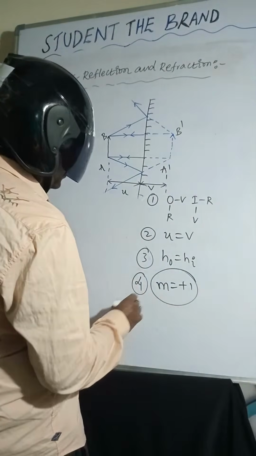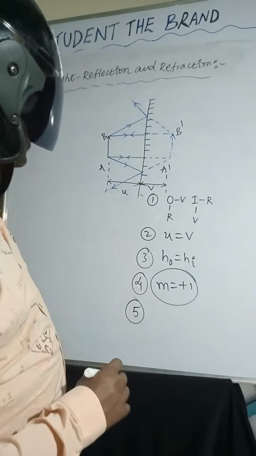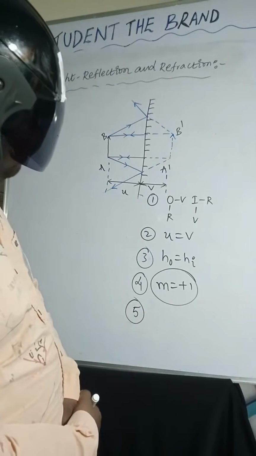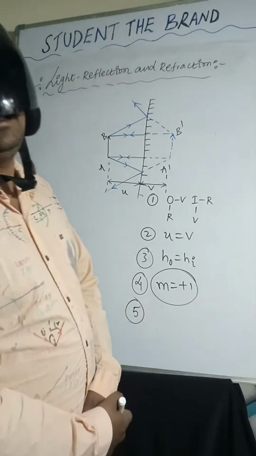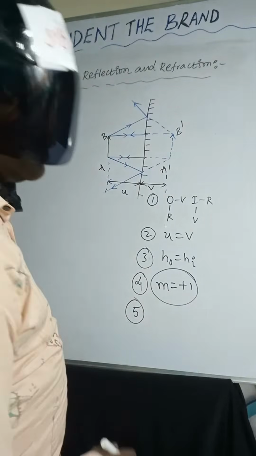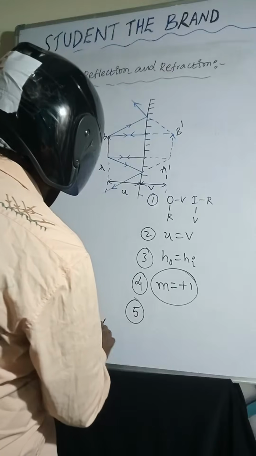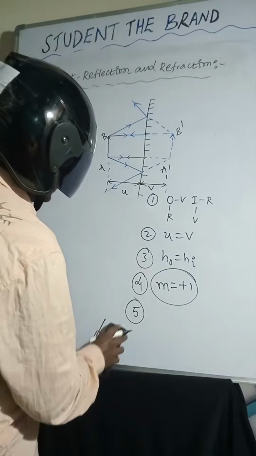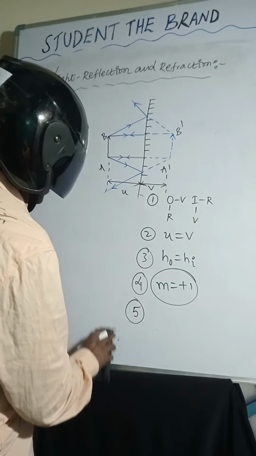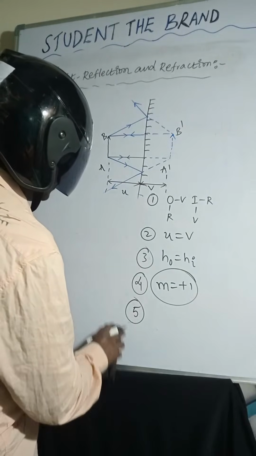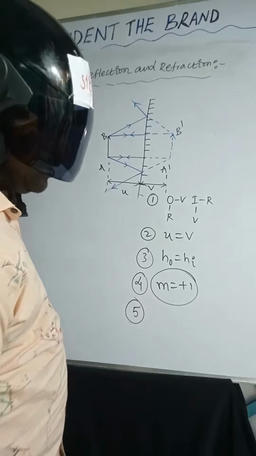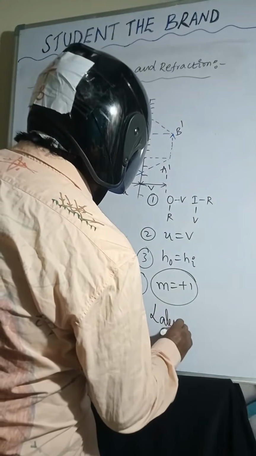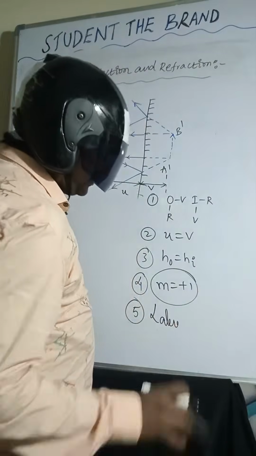And coming to the fifth one, it also shows lateral inversion. What is lateral inversion? The phenomenon in which the right side of the object appears to be the left side of the image, and the left side of the object appears to be the right side of the image. This is called lateral inversion.